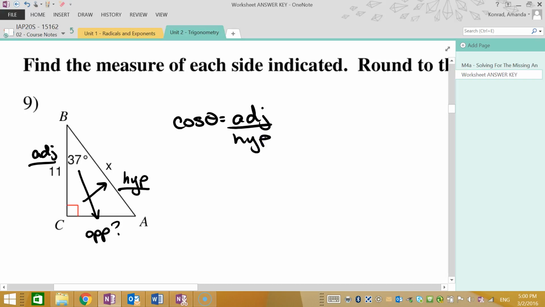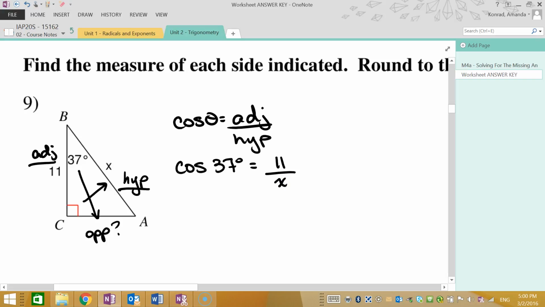In this particular case, I'm going to fill it out with all my variables. So cos instead of theta now, I know it's 37 degrees. My adjacent is 11, and the hypotenuse is represented with x.